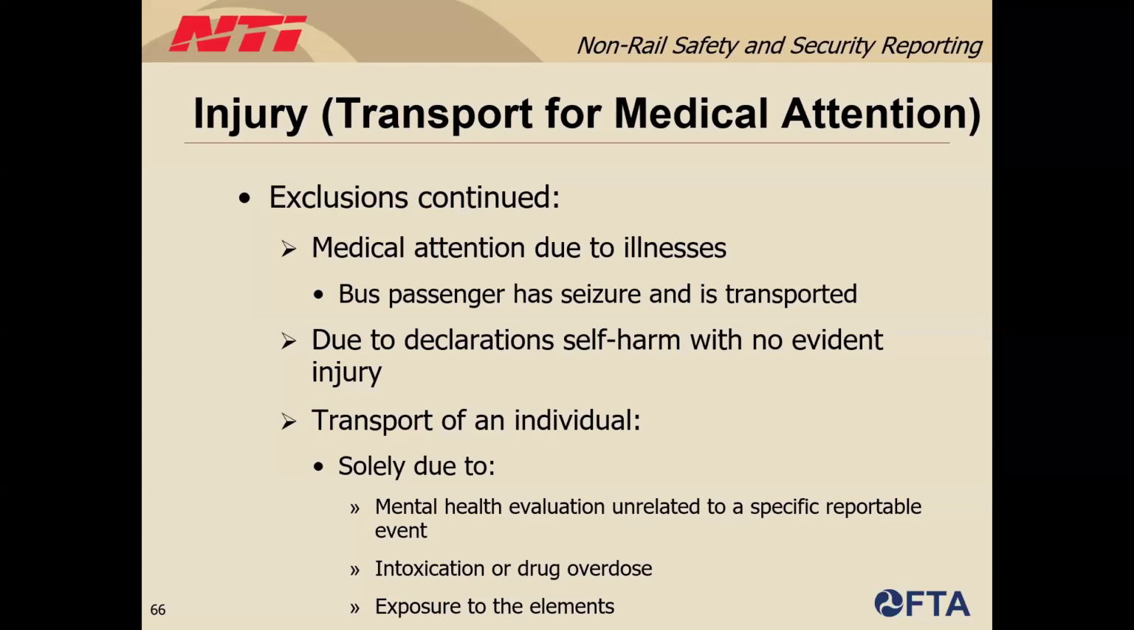Here are a few more exclusions. Medical attention due to illnesses should not be reported. For example, a passenger on the bus has a seizure and is transported to the hospital. Also, the exclusions regarding mental health evaluations, declarations of self-harm, transport solely for intoxication, overdoses, or exposure to the elements, just as we mentioned in the SNS 50 section.